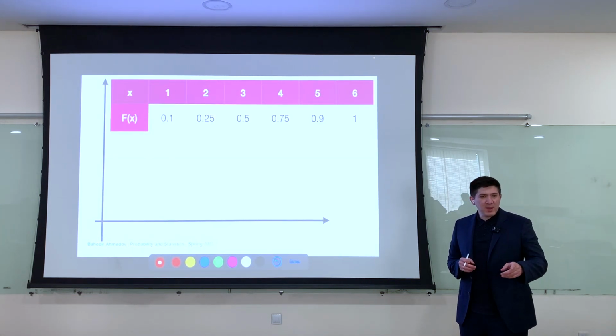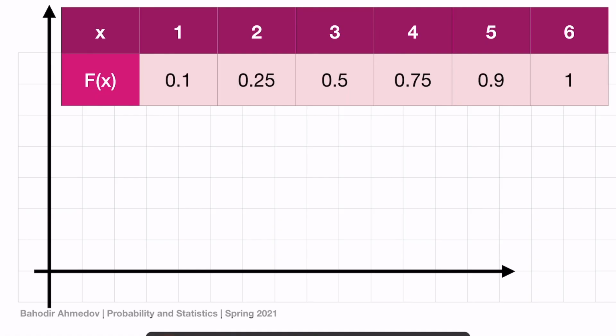Okay, what is a PMF? Probability mass function, and CDF is the cumulative distribution function. Okay, so I'm going to put the values here. It's going to be 1, 2, 3, 4, 5, and 6. And here I'm going to put the probabilities. It's going to be 0.2, 0.4, 0.6, 0.8, and 1.